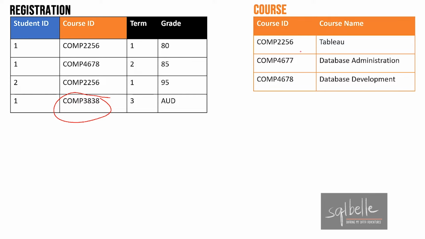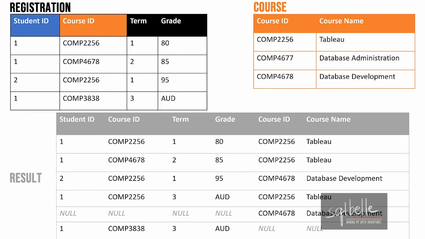Notice as well that comp 4677, although it hasn't been taken by students, will also still show up in the result of our full outer join. I just want to note in this case that having a course ID in the registration table that does not exist in our course table, in our main course list, is a data quality issue. All the courses that we have in registration must exist in course. Otherwise, we're technically saying that students can take some phantom courses that don't really exist in our main course list.